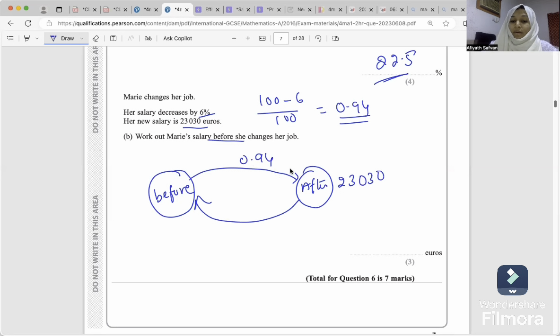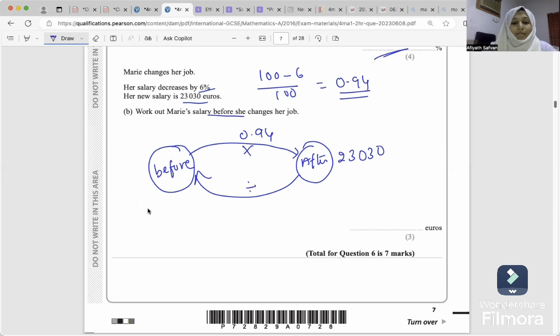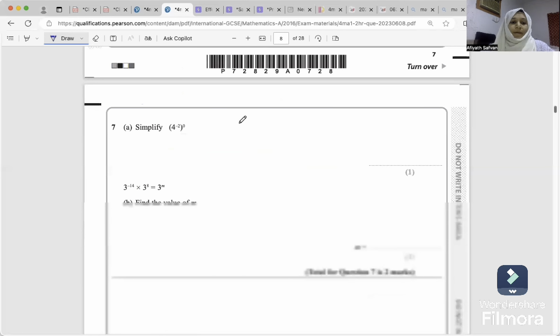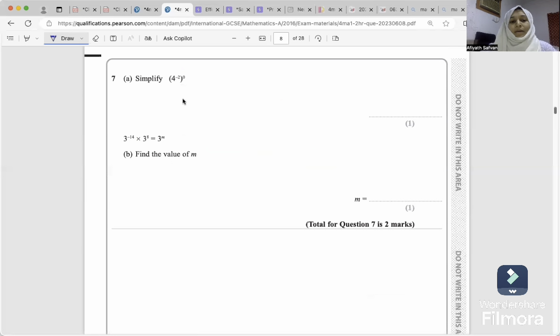If you want the after amount, we have to multiply. If you want the before amount, we have to divide. Therefore, 23,030 divided by 0.94 is going to be 24,500 euros. You can see that the before amount is larger than the after amount because it has been reduced by 6%.